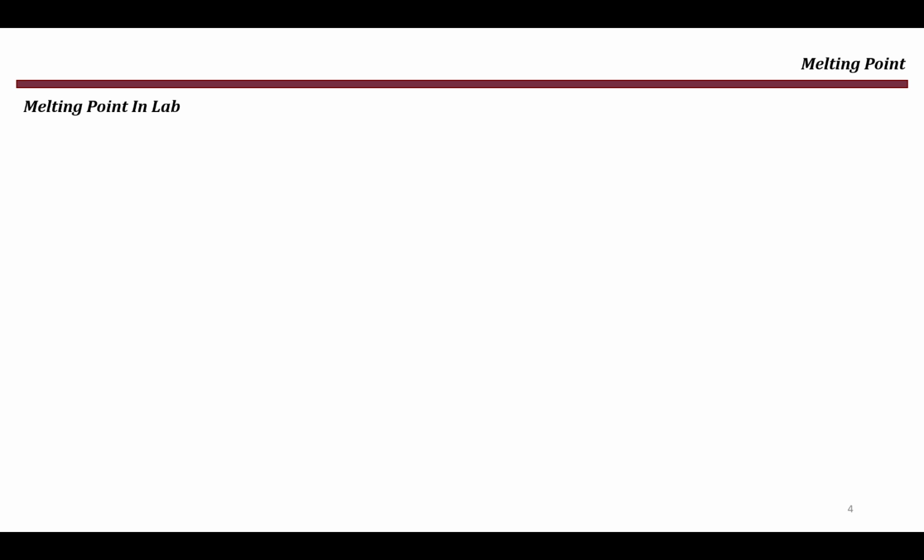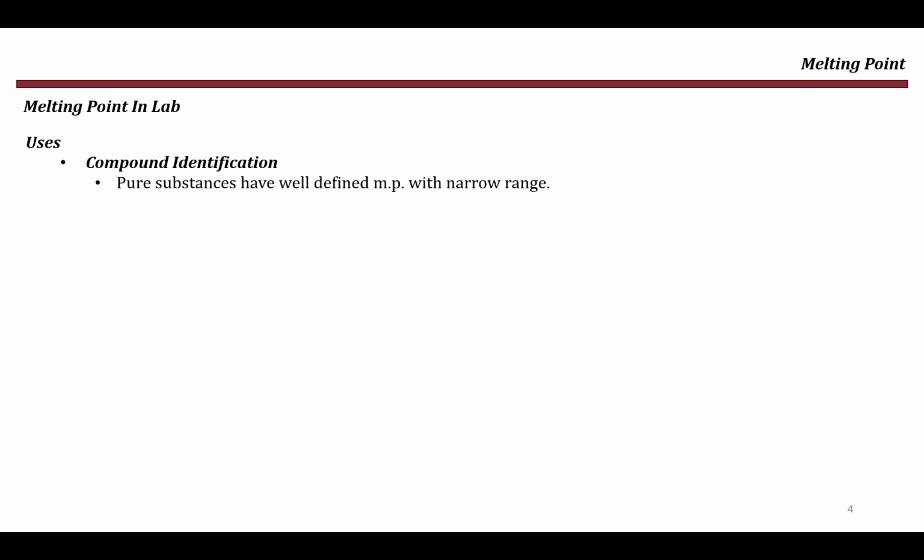So, what is the importance of measuring the melting point of a certain compound in an organic chemistry lab? First of all, melting point measurements are used for compound identification. Pure substances have well-defined melting points with a narrow range. So whenever you determine the melting point of a pure substance, you will notice that the melting point range, which is usually the temperature from which the first droplet of liquid appears until the whole solid is transformed into a liquid, is narrow. This is called the melting point range.